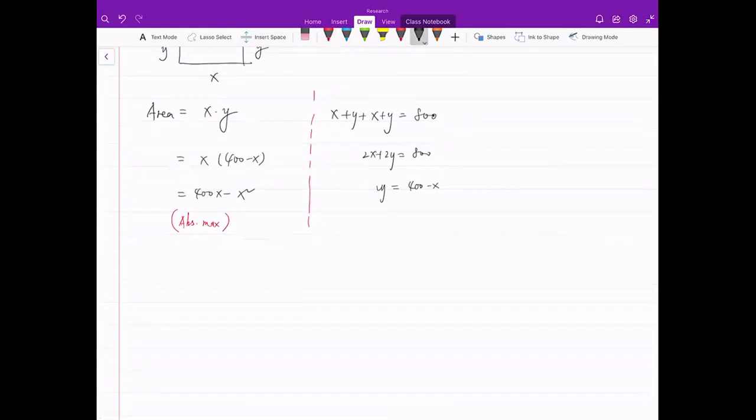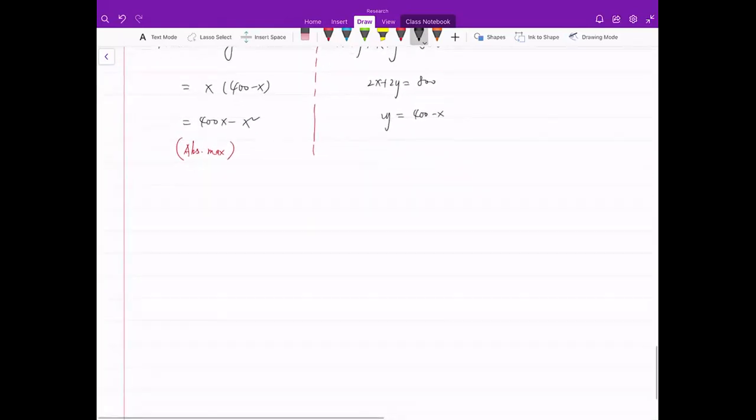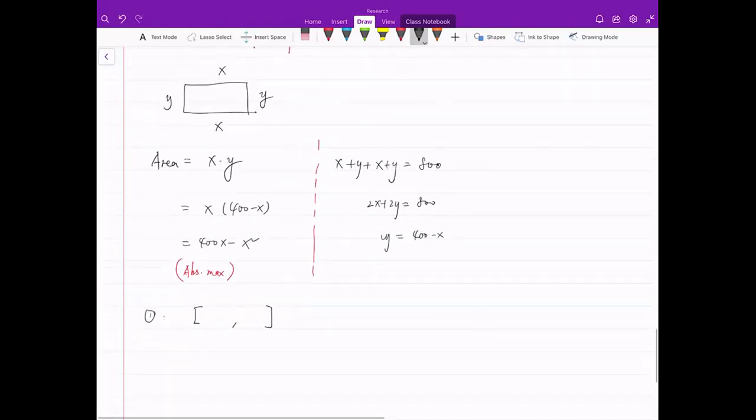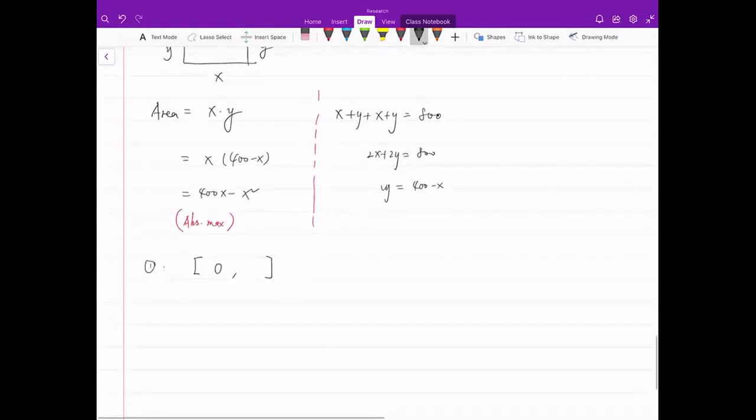Sounds good? Once you set up the function, how to find the absolute maximum, piece of cake. Number one, you need an interval. Close the interval. How small can your x be? 0. How big can your x be? 400. Because I have 800 fence and I have 2x there.